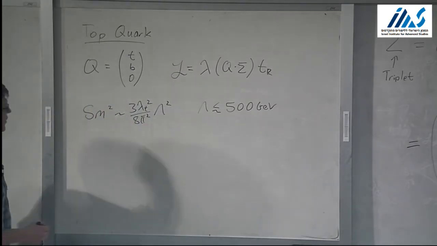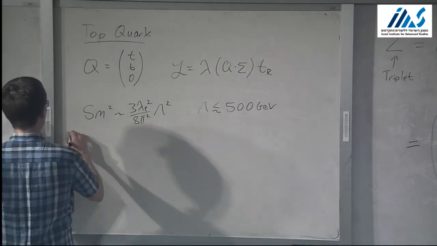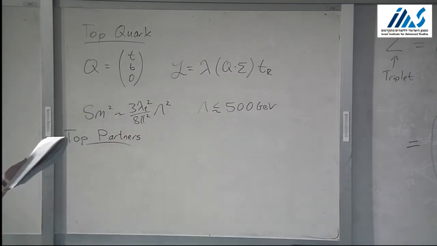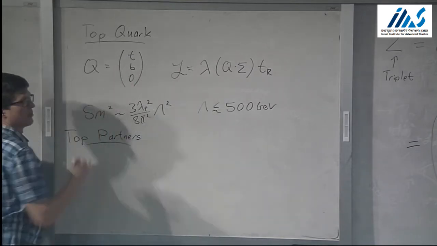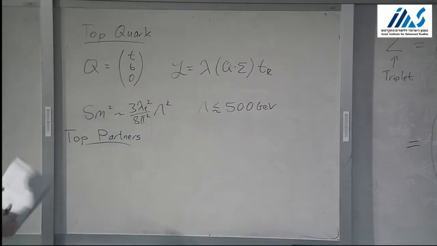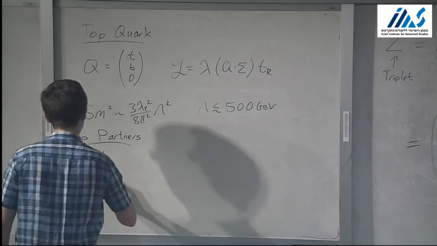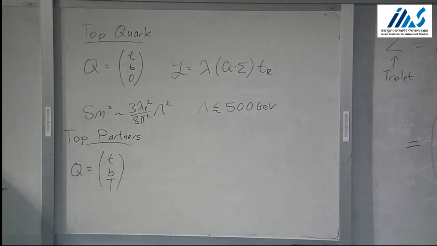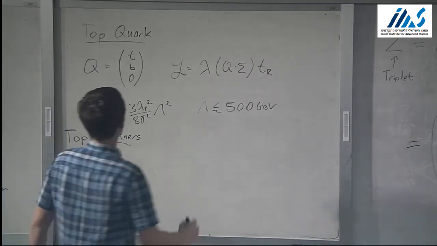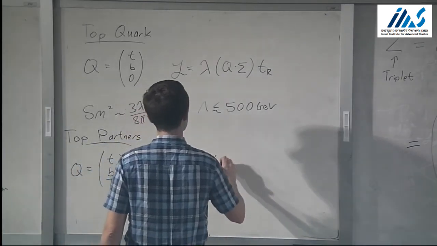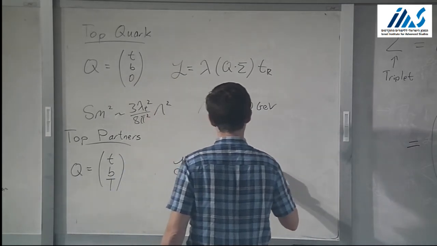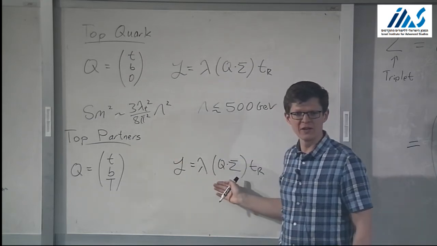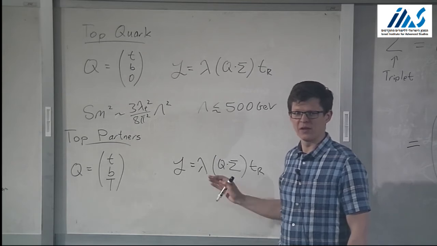We can actually make the story a little bit better because we can add fields that we call top partners. And what we do is we just complete the multiplet. We do something different from what we did with the gauge sector. And we say that Q is now just T, B, and let's call them big T. So we complete it. So now we've got a full-on representation of SU3. So life will be good. We have the usual interaction, T right. And we now don't expect any mass corrections because we've written everything down in a fully SU3 invariant way. So there's no explicit SU3 breaking here, which is great.